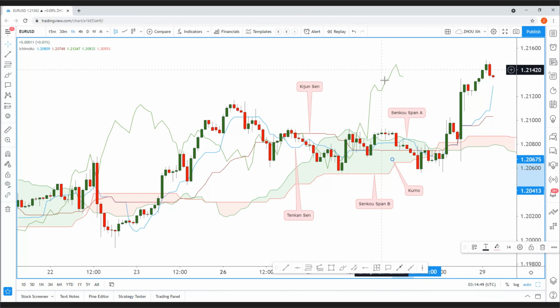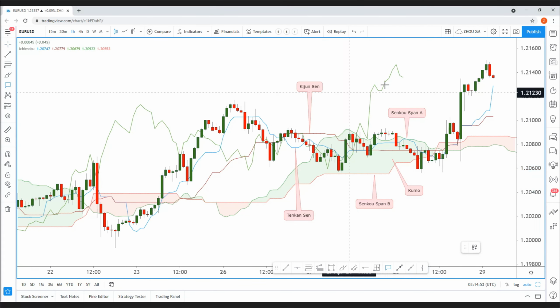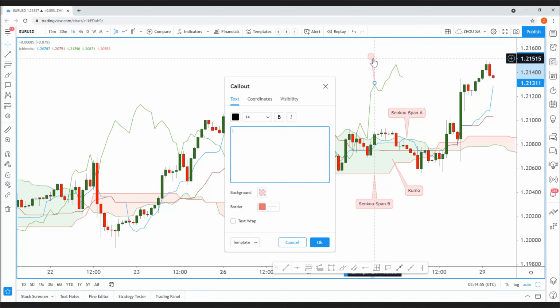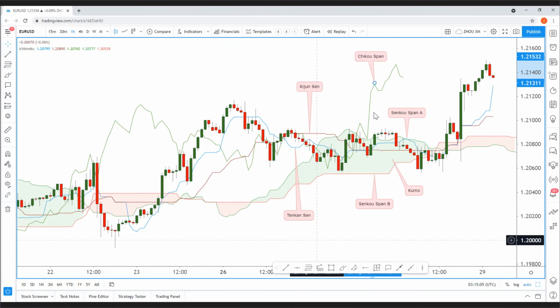And then we have the Chico. The Chico is this, which is also known as the lagging span. So this is our lagging span, also known as the Chico span. Or rather, I'll just type Chico span to make it easier. So here we have it, the six components of the Ichimoku cloud.